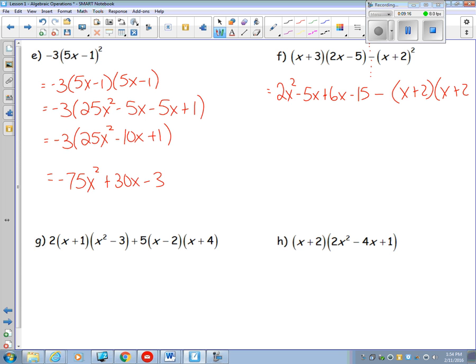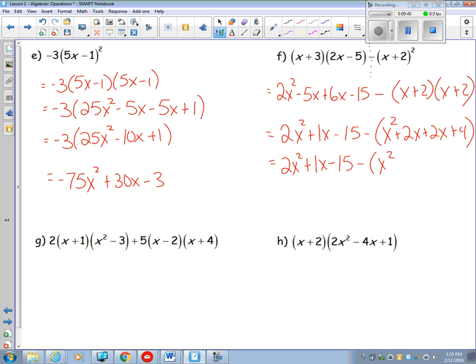So let's do that. The first part, I can keep working, and there's some like terms in there I can collect. The second part, I need to FOIL out. x times x is x squared, plus 2x, plus 2x, plus 4. I've gone as far as I can with this first part, so I'm just going to keep writing it out. But in the second part, I can collect some like terms again.